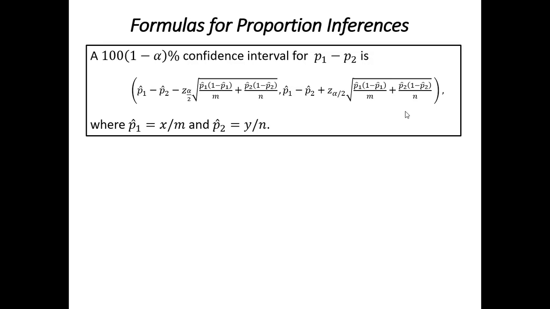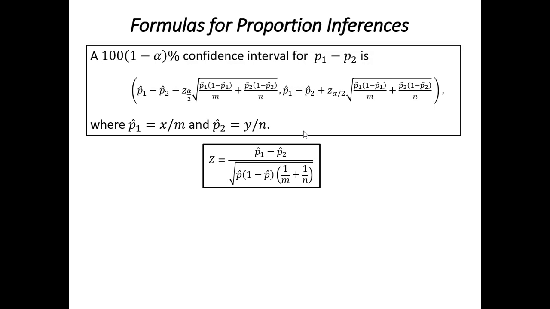So a few formulas for proportion inferences. The one you see here is a formula for our confidence interval for the difference of two proportions, P1 minus P2. P1 hat is the sample proportion for the first sample. P2 hat is the sample proportion for the second sample. The z alpha over 2 is our term we get from a normal distribution. M is the sample size of the first sample. N is the sample size of the second sample. And we can calculate these sample proportions. They're fairly easy. P1 hat would be the number of successes in the first sample divided by M. And similarly, P2 hat is the number of successes in the second sample divided by N.